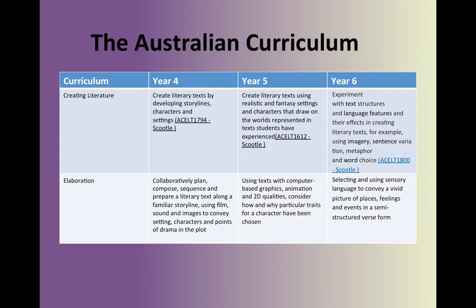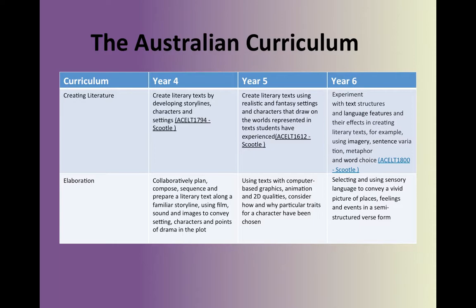Within the sequence, students must work to consider how and why particular traits for a character have been chosen, and they can do that by creating mind maps of their thoughts so they can express their thought patterns and disassemble text to discuss specific features of a character or a setting using a visual stimulus.